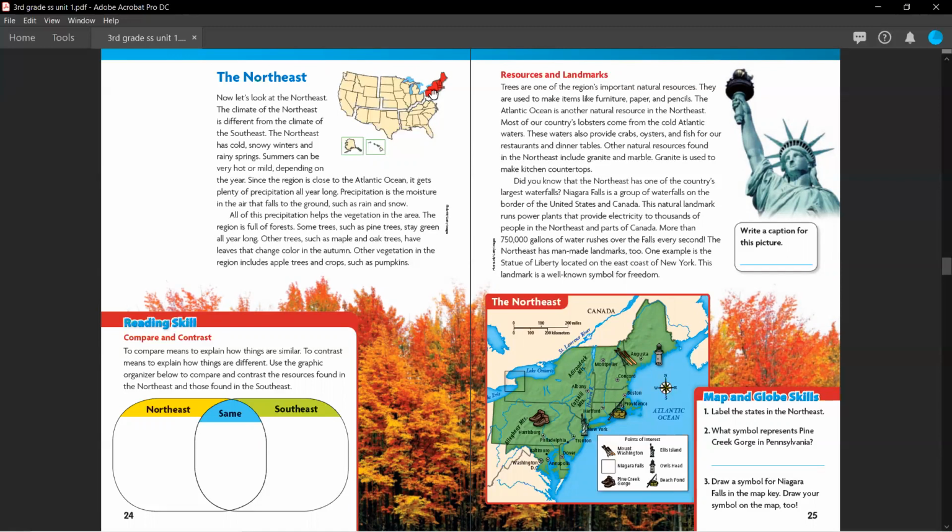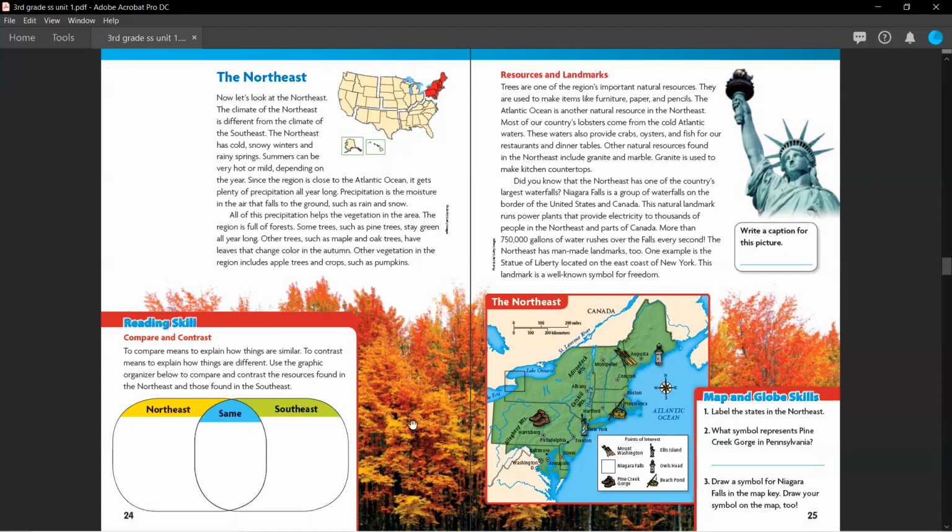All of this precipitation helps the vegetation in the area. The region is full of forests. Some trees, such as pine trees, stay green all year long. Other trees, such as maple and oak trees, have leaves that change color in the autumn. Other vegetation in the region includes apple trees and crops, such as pumpkins.